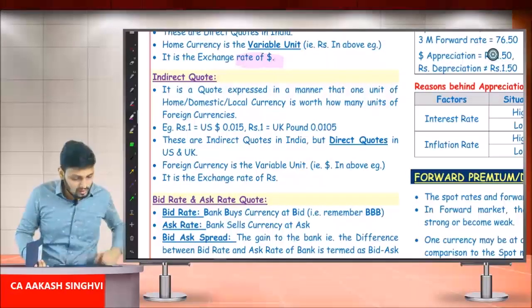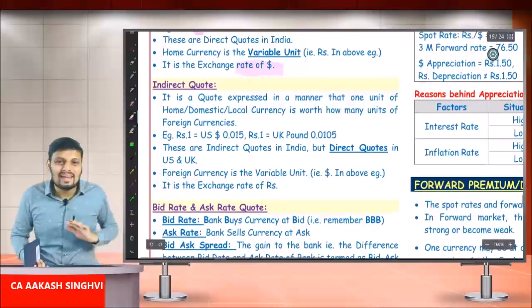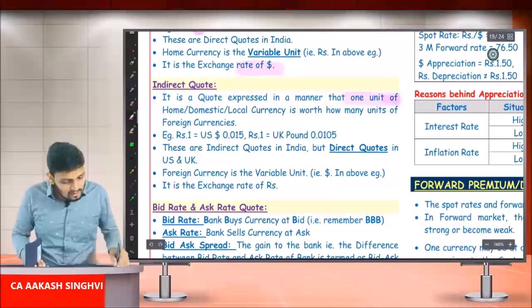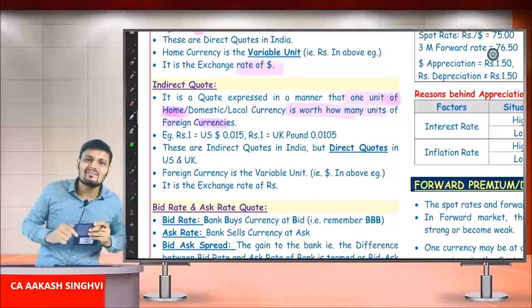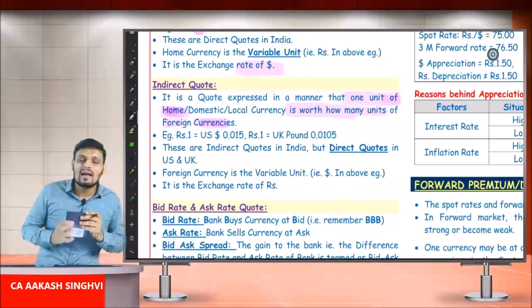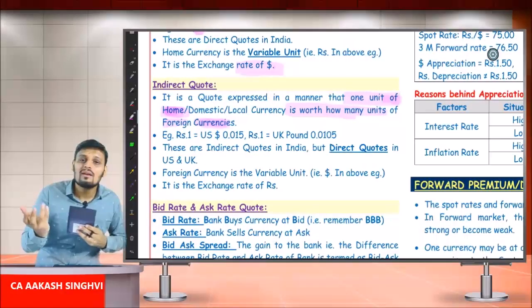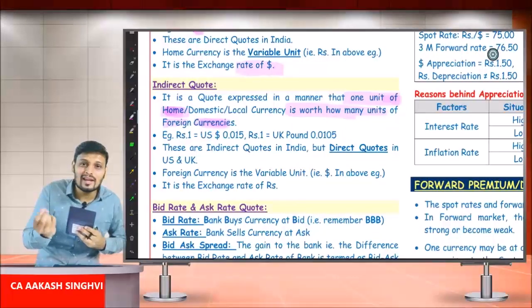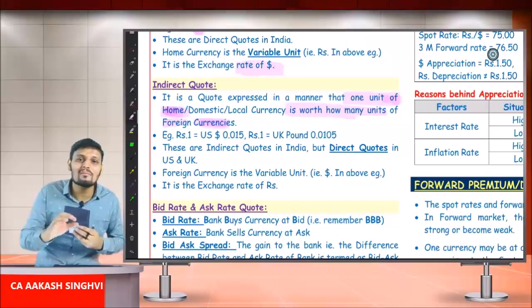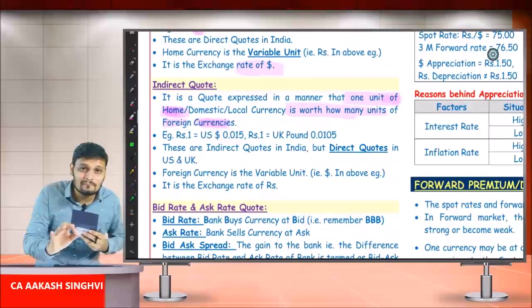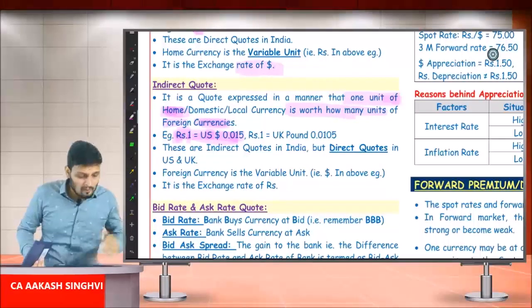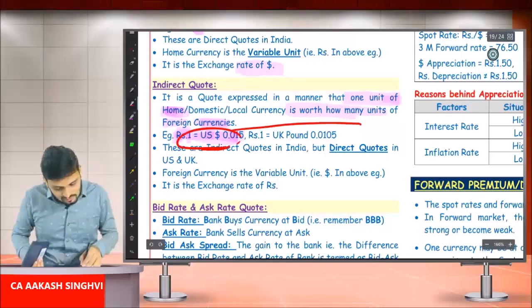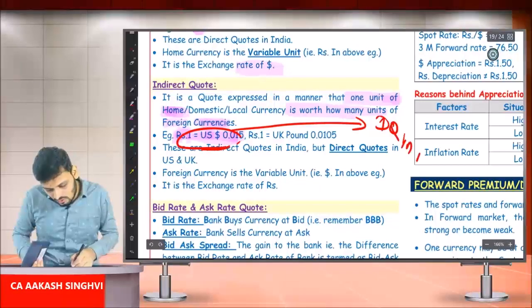Coming to the indirect quote. An indirect quote is expressed in the manner that 1 unit of home currency is worth how many units of foreign currency. Now just imagine, in India, someone is coming and asking, I am having 1 rupee, how many milliliters of petrol can you give me? That becomes an indirect quote in India. 1 rupee equals US dollar 0.015. It's an indirect quote in India, but this becomes a direct quote in US.